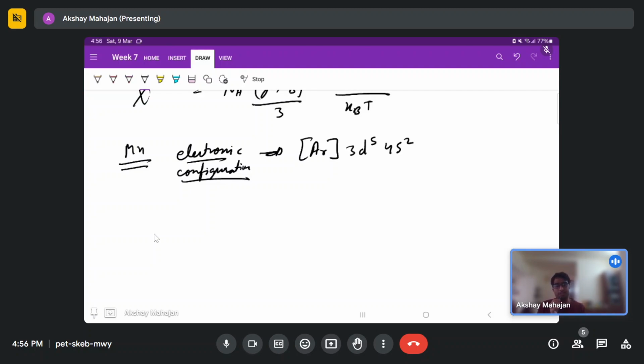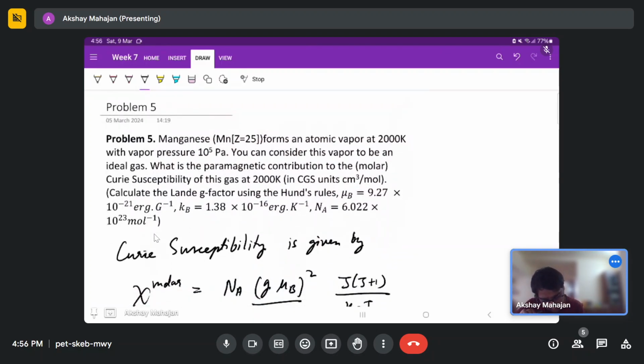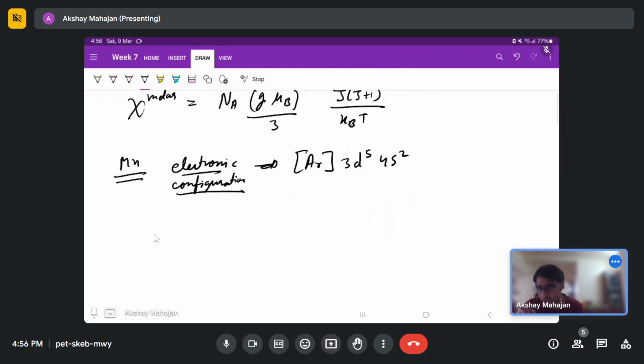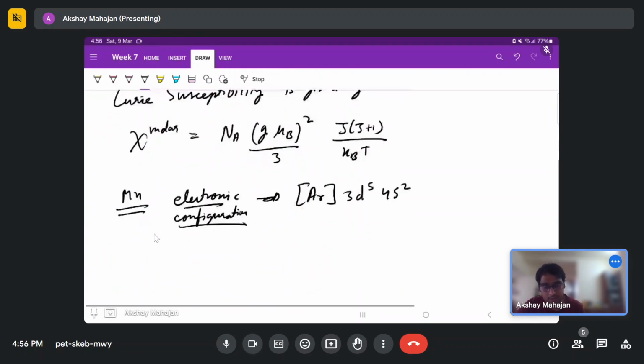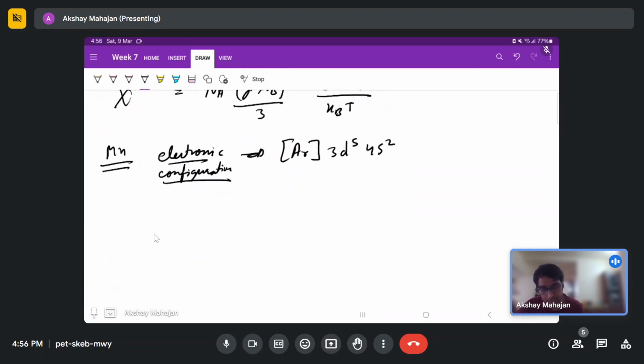If the shell is completely filled, then S equals 0, L equals 0, and J is also equal to 0 in those cases. So that will not contribute to this value. We will not use it in the calculation of G as well, because we have to calculate the net J, and J net will be from both of them: J from the 3d shell plus J from the 4s.